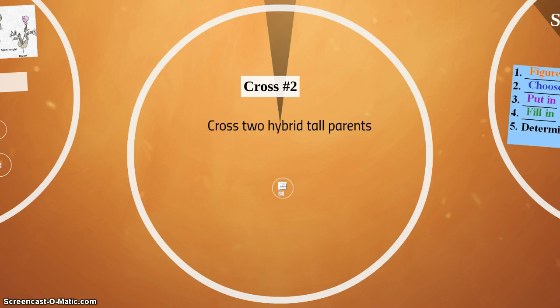Okay, so hopefully you've drawn your Punnett square at this point. Go ahead and see if you can fill in your Punnett square. Remember, you're going to bring it down, bring it over, and you're going to put your big T's first.